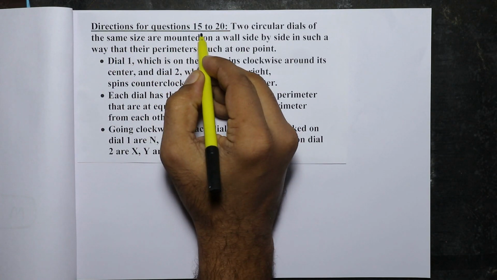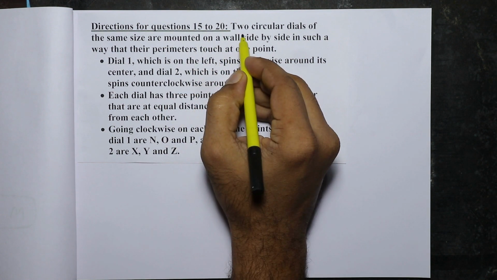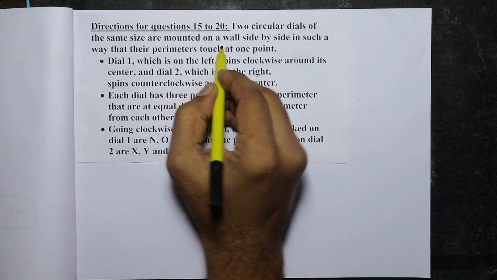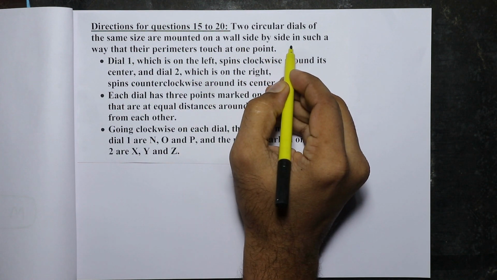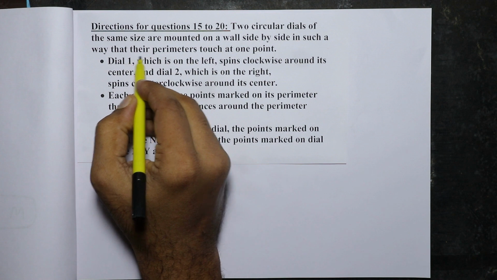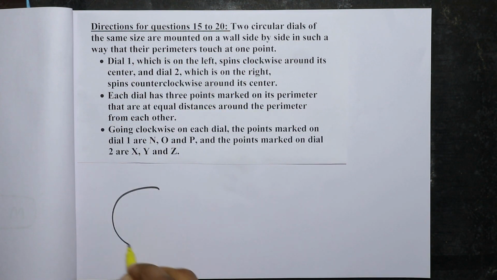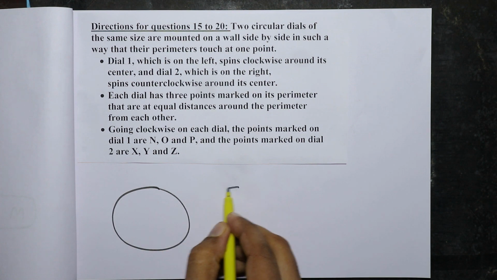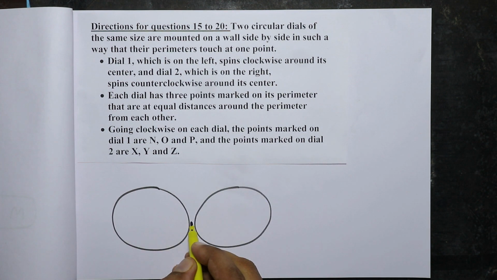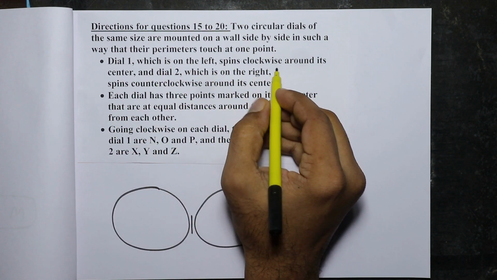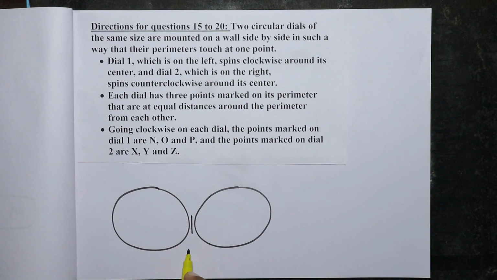Directions for questions 15 to 20. Two circular dials of the same size are mounted on a wall side by side in such a way that their perimeters touch at one point. So this is one dial like this, and this is another dial like this, and they are touching here. Dial 1, which is on the left, spins in the clockwise direction. So this dial spins in the clockwise direction.